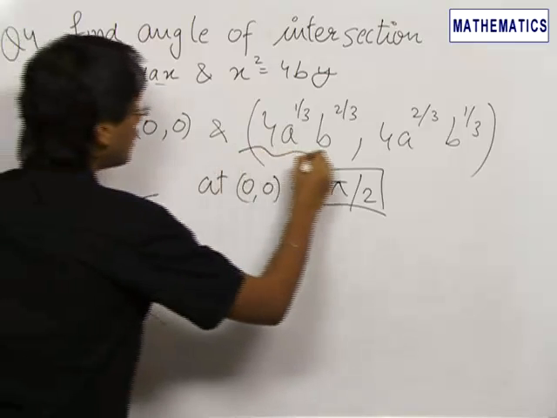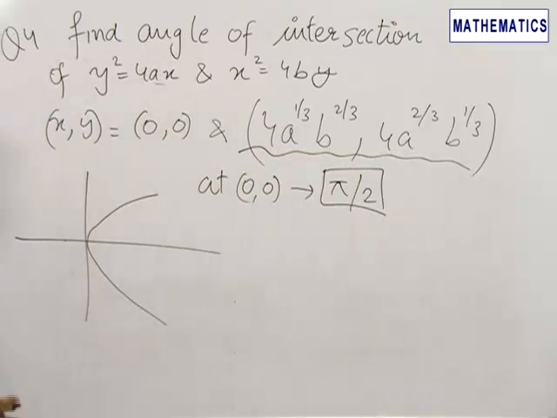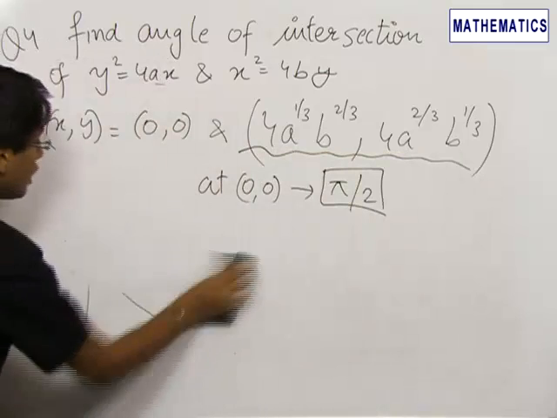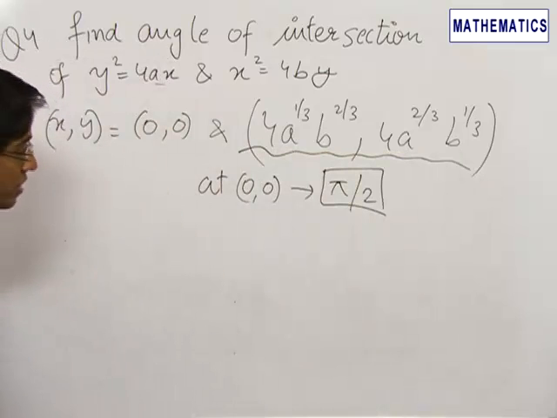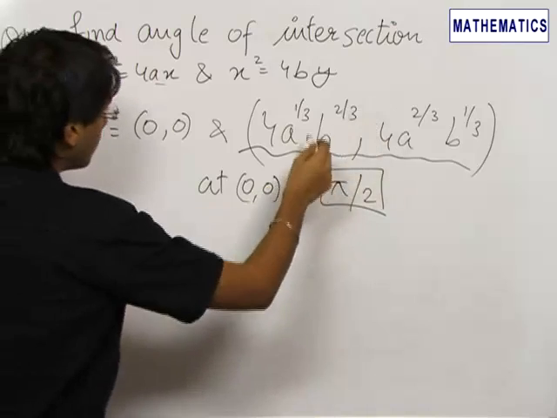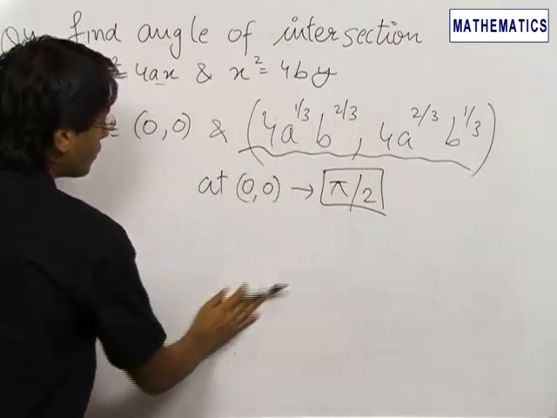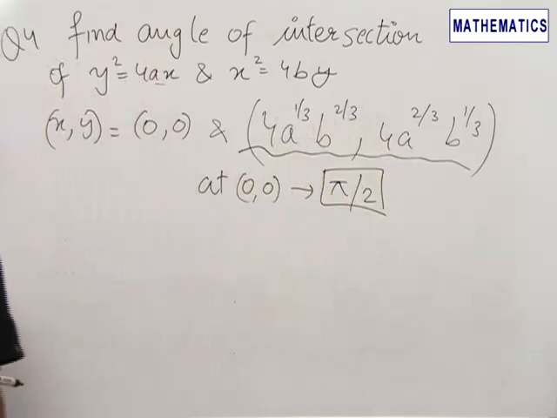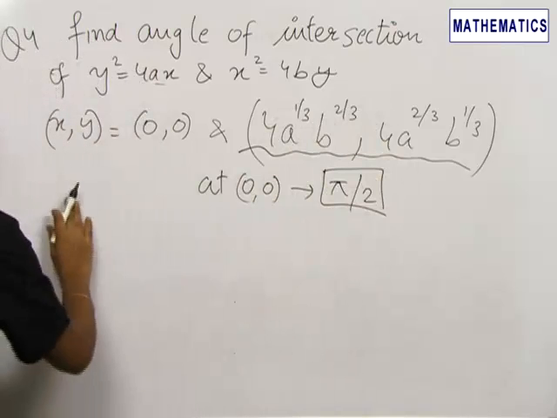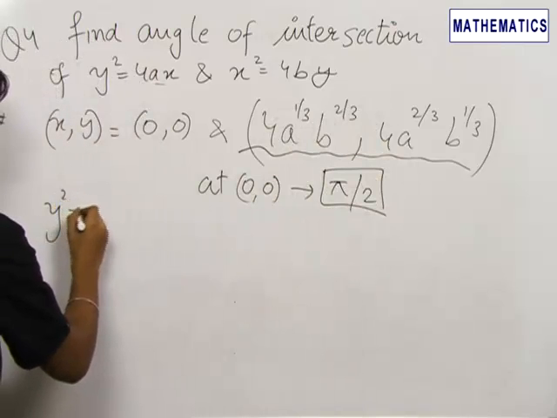Now at the other point we need to find the angle of intersection of the two parabolas. So we need to find the angle of intersection of the two tangents made to the parabolas at the point (4a^(1/3) b^(2/3), 4a^(2/3) b^(1/3)).